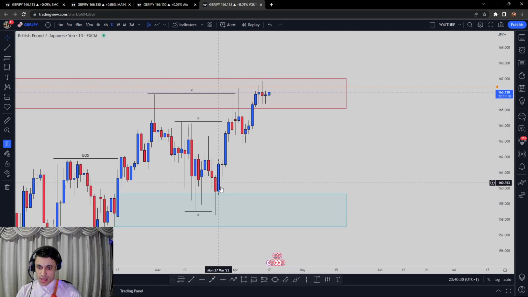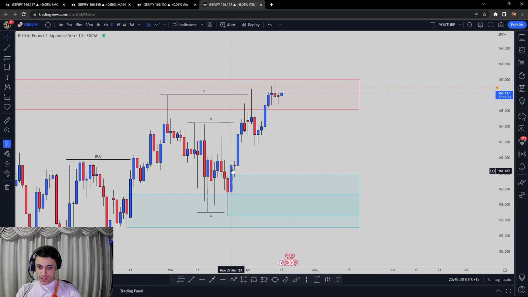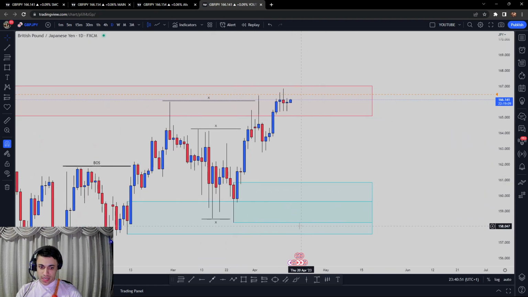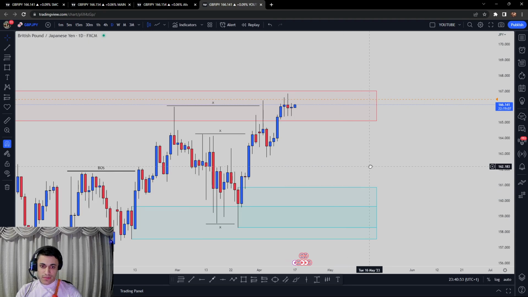Now, because this OB also was a cause of a break of structure, because this move started from here, and you can see how the third day we literally came back into that zone, retested that OB, and then we flew to the upside. So I'm just going to keep these in mind when you do your breakdowns.